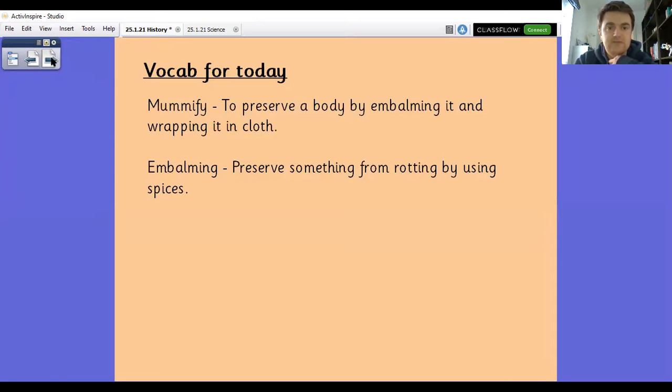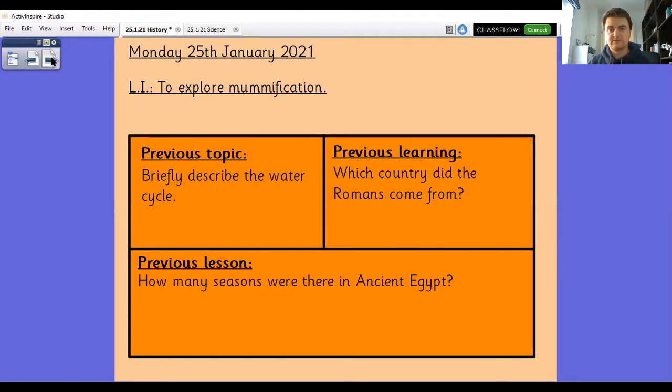Mummify, which means to preserve a body by embalming it and wrapping it in cloth. And embalming, which means to preserve something from rotting by using spices. That is what we are focusing on this week, everybody. Everybody's favourite thing about the ancient Egyptians, mummies. So let's have a look at some previous learning first of all.